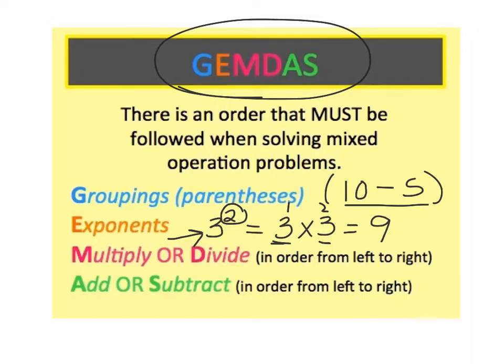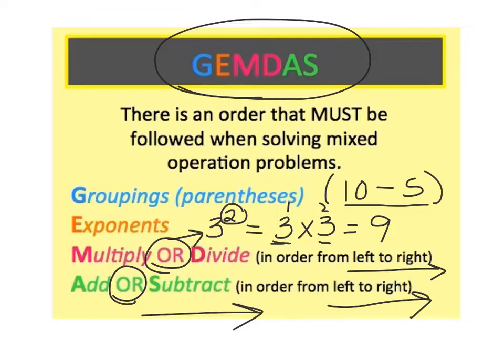The next step that you would take is your multiplication or your division. And you're going to multiply or divide in order from left to right, depending which of those two comes first. And then your last thing in the order of operations is addition or subtraction. And just like multiplication and division, you're going to add or subtract in order from left to right. So you're going to be reading these expressions like you read a book, from left to right, and solving it piece by piece, step by step.